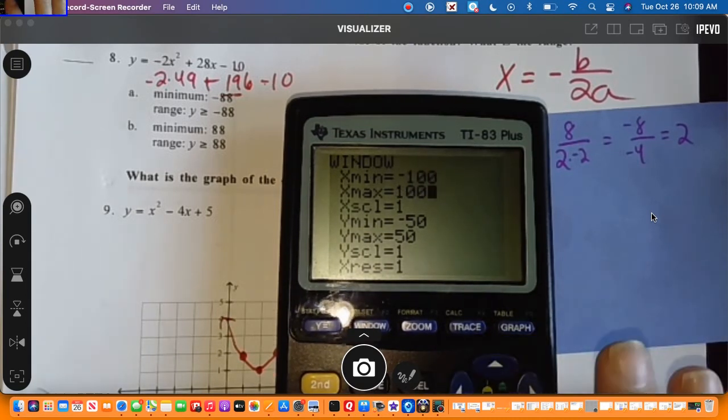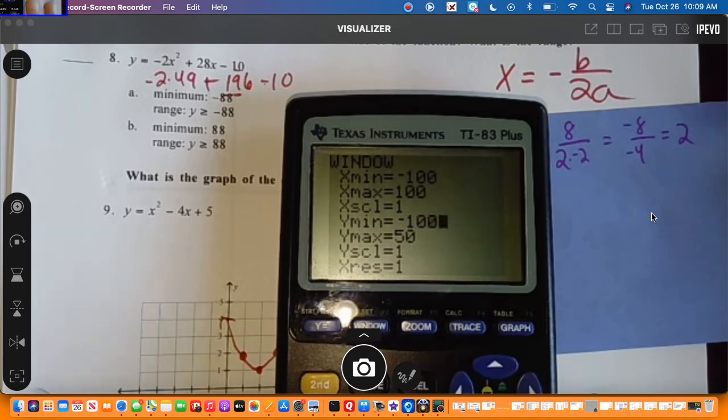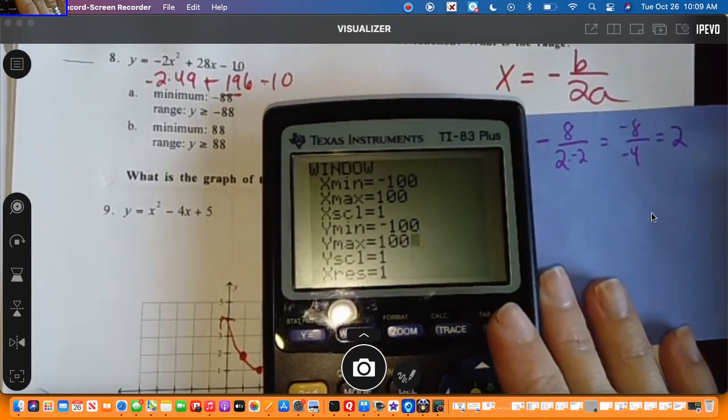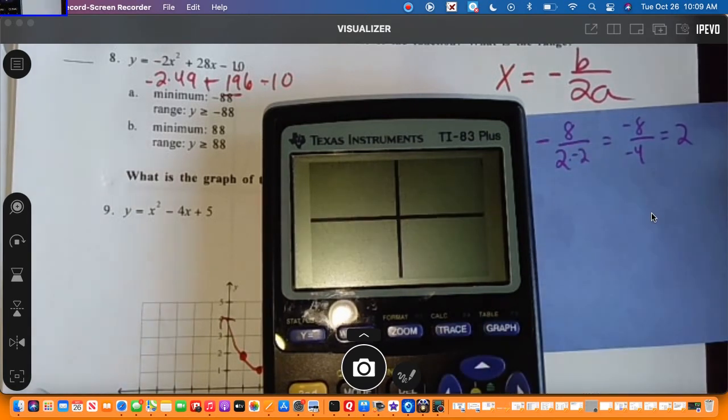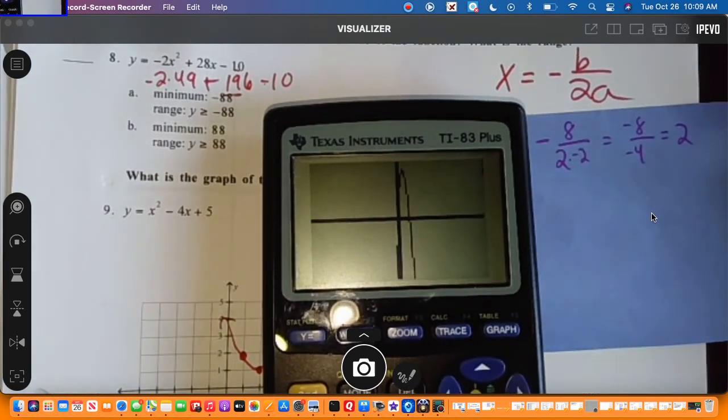-100. 100. Barely see it. -1, because it's at 88. Do I have to change all of them to -100? Well, no, probably not, but sometimes it's just easier. Wait, so X max is -100? X max is 100. That's a positive number. And then Y min is -100. Y max is 100.